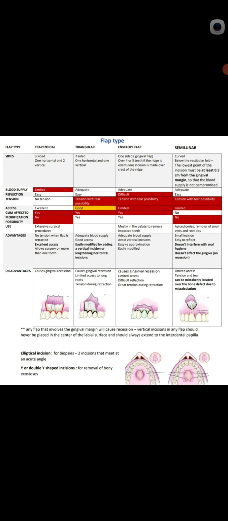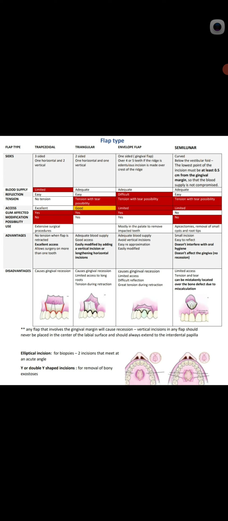The trapezoidal has limited blood supply, triangular has adequate, envelope has adequate, and semilunar has adequate. Next is the reflection. Reflection in trapezoidal is easy, in triangular easy, in envelope difficult, in semilunar again easy. Next, tension: in trapezoidal no tension, in triangular tension with tear possibility, in envelope flap tension with tear possibility, in semilunar again tension with tear possibility.